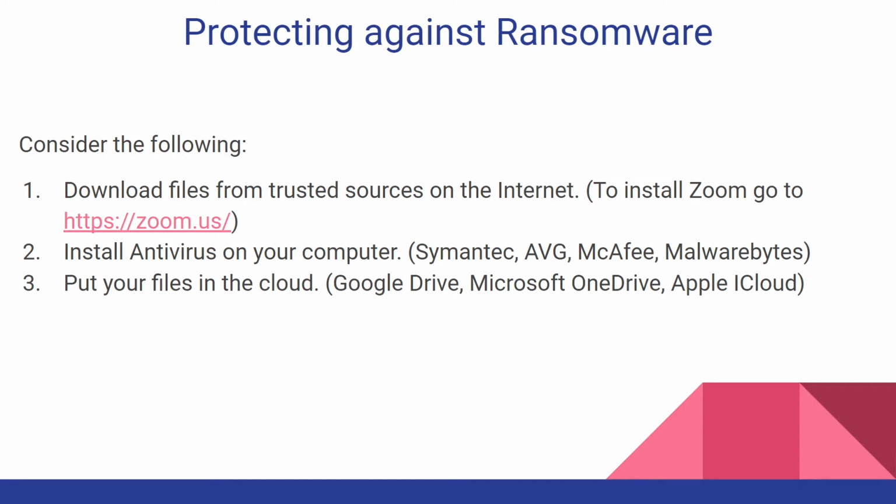So let's say you want to install Zoom on your computer. Well, the best way to install Zoom is to go to their main website, zoom.us, where they have the client for you to download and install. That's one way. Second way is to install antivirus on your computer. There's a few out there, such as Symantec, AVG, McAfee. I use Malwarebytes at work, and it's very good for what it does.